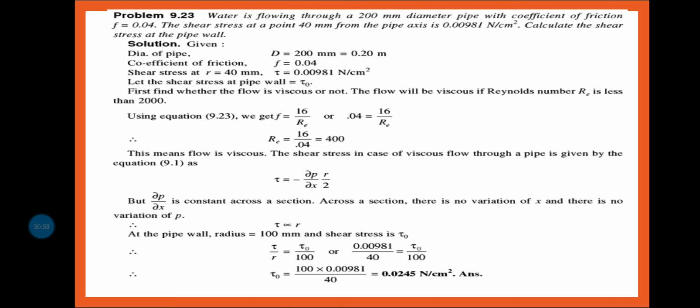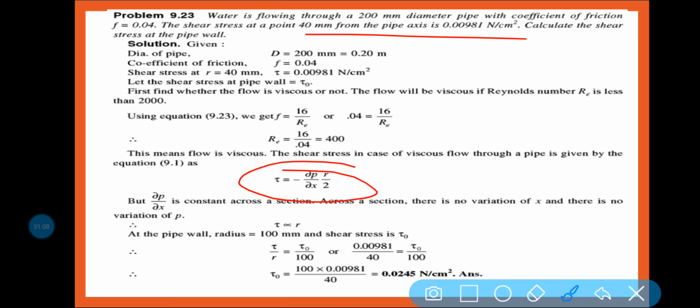First of all, go through the problem and see what type is given: parallel plate, fixed plate, or circular pipe. In case of circular pipe, this is the formula: tau is equal to minus del P by del X into R by 2. Here basically you need to find the Reynolds number, because first you need to find out whether the flow is viscous or laminar or not.